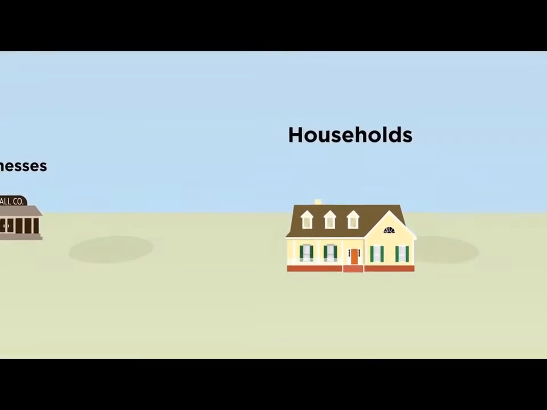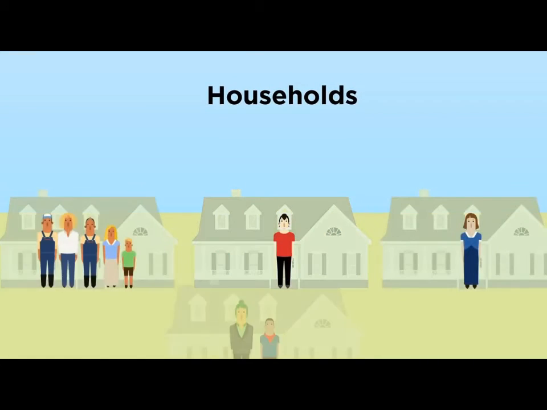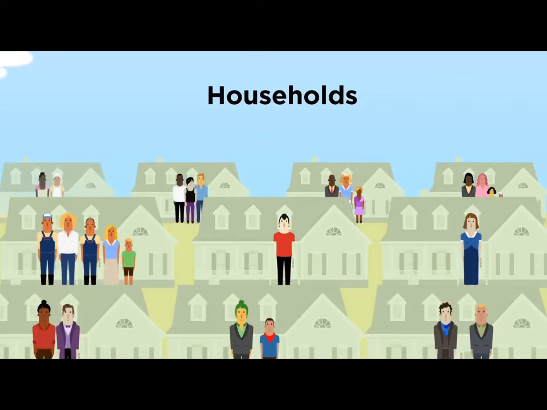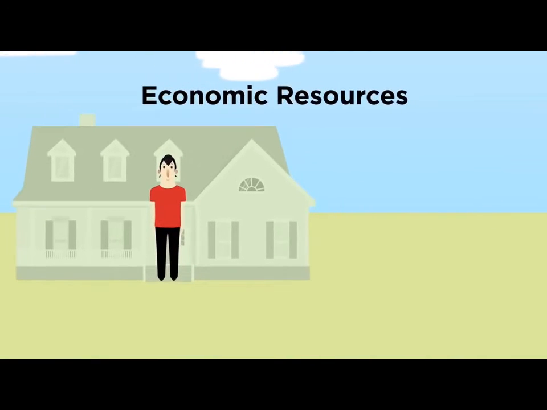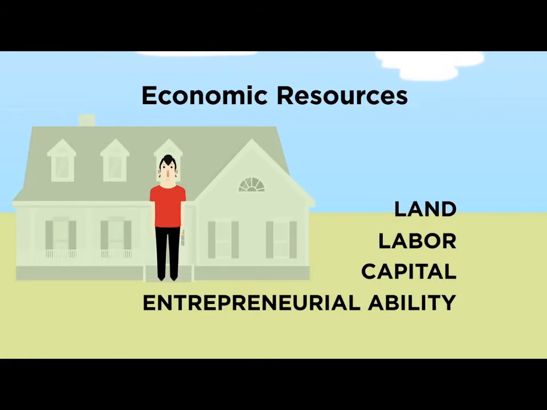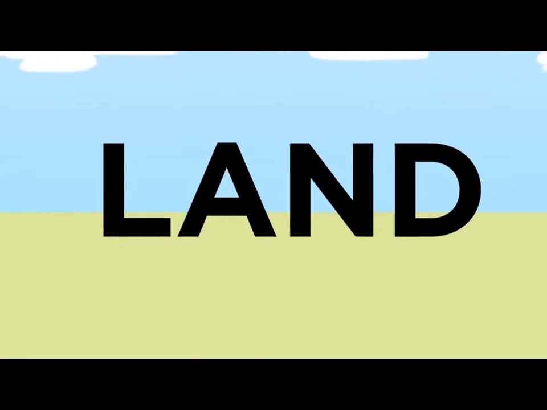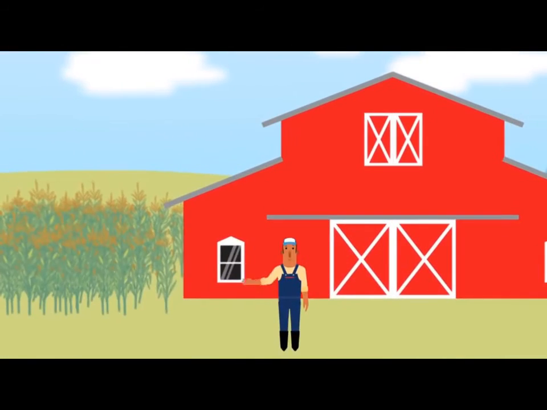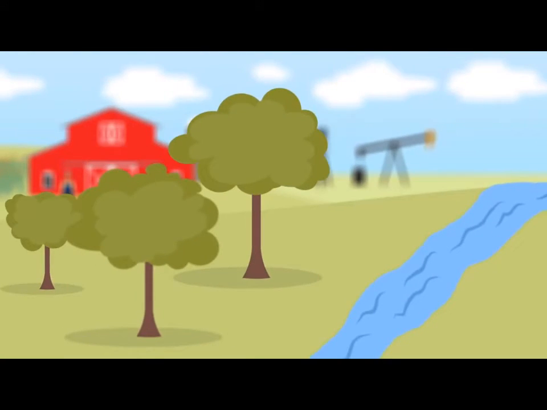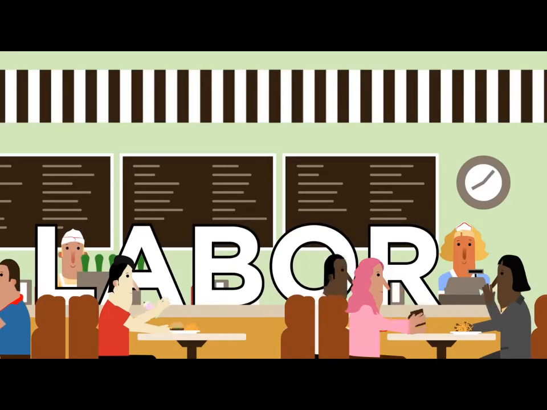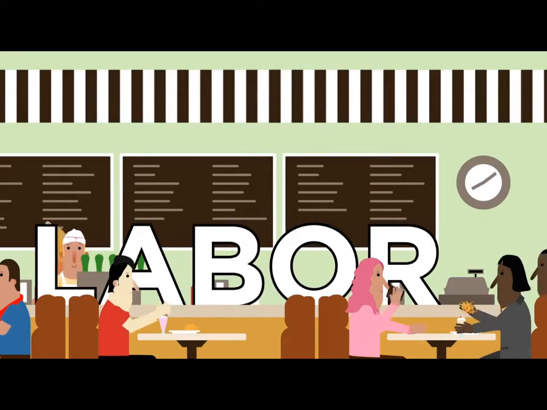On one side of the model is households. Households consist of one or more persons who live in the same housing unit, such as a family. Households own all the economic resources in the economy. The economic resources are land, labor, capital, and entrepreneurial ability. Land resources are natural resources. For example, these could be actual land owned by a farmer or other natural resources such as oil, water, and trees. Labor is just what it sounds like, work for which you are paid.